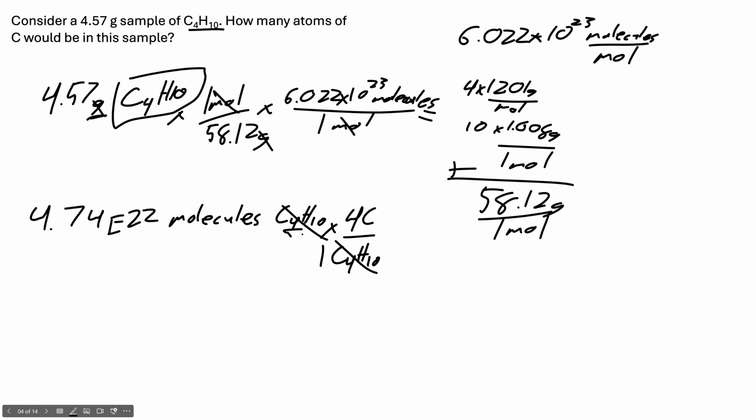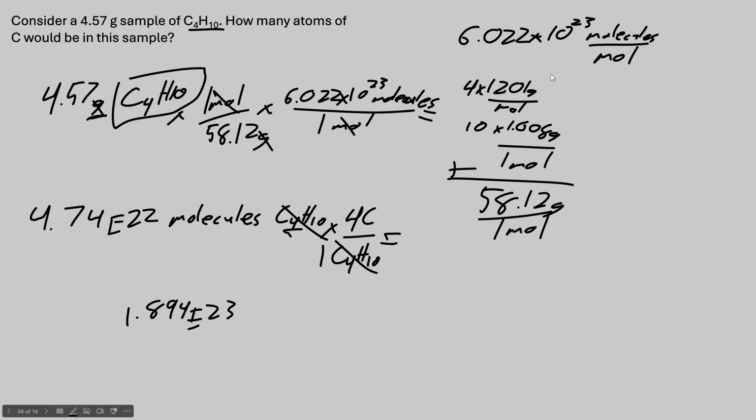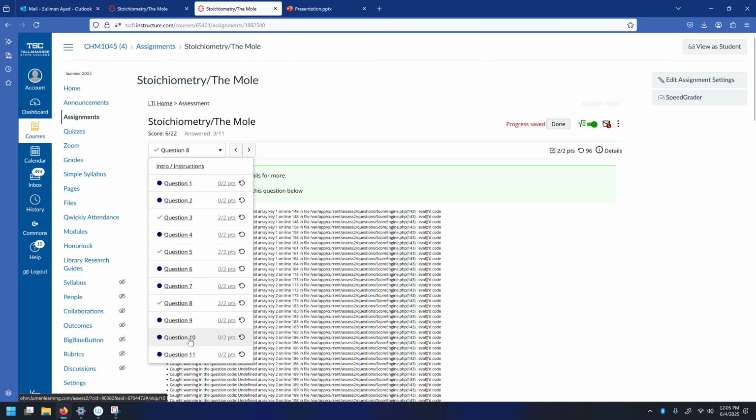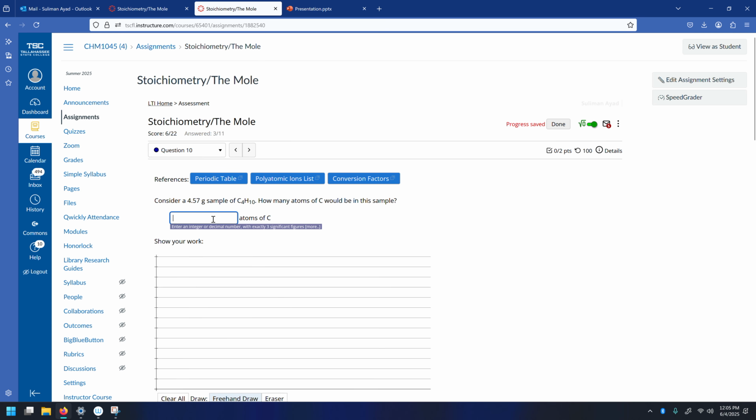So multiplying this by 4, and I now have 1.894 E to the 23rd. And that should be our answer here. Looking for 3 sig figs, so we'll type in 1.89 E23.